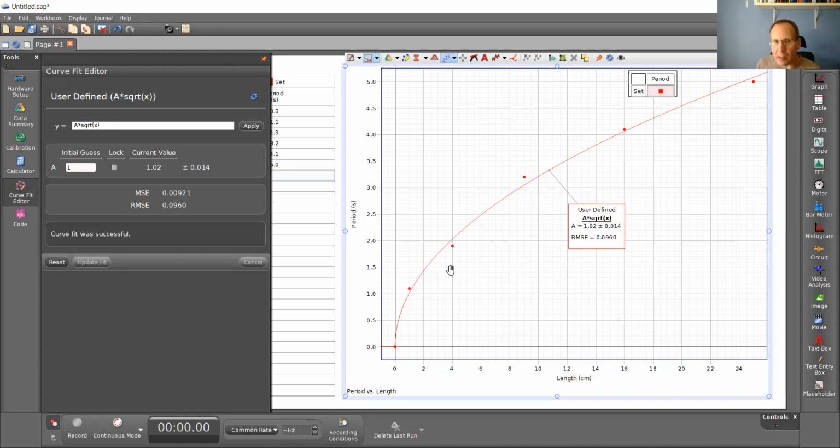Right, so nothing new with the graphing. The only thing that was new that we had to do was this user defined fit here where we wanted the square root function, right? So you just write a times square root of x, hit apply, and that should give you the nice fit. Okay, let me go back to the handout.